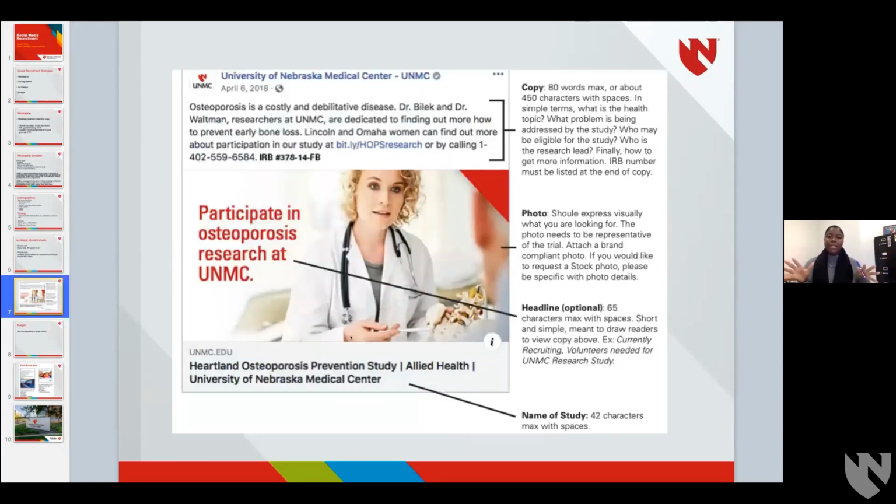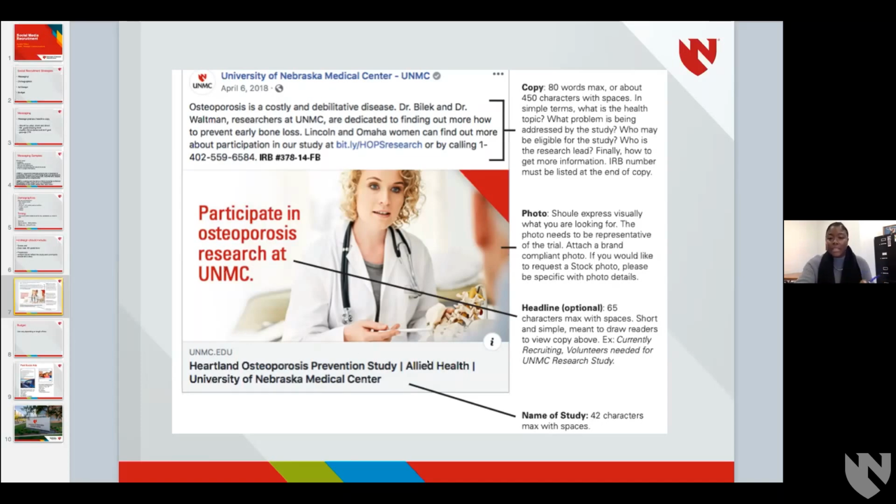So this is a breakdown of basically everything I just said. So kind of dividing up the way some of our ads are done. So in the red, this is where we would put our headline, so that is the first thing people see. Even if they don't read the main caption at the top, they could at least know what we're looking for. So participate in osteoporosis research at UNMC, and then we have a photo of a lady with this bone thing that she's holding on to.